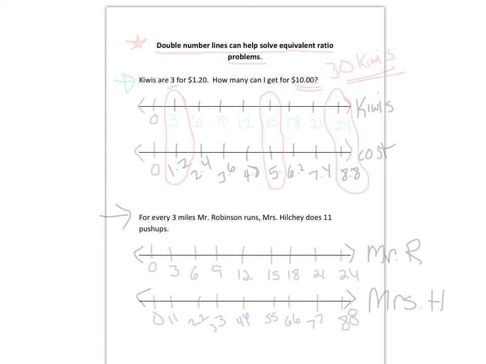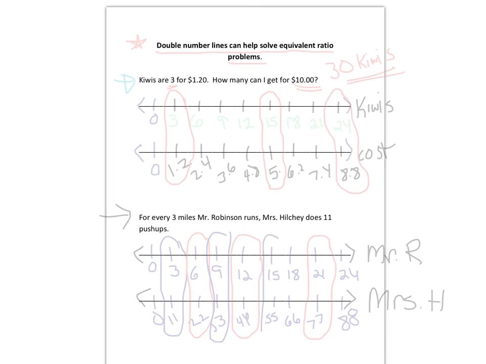So I know if Mr. Robinson runs 3 miles, Mrs. Hilchey does 11 push-ups. But then I know if Mr. Robinson runs 12 miles, Mrs. Hilchey does 44 push-ups. If Mr. Robinson runs 24 miles, Mrs. Hilchey does 77 push-ups. So these are all equivalent ratios, all of these pairs.